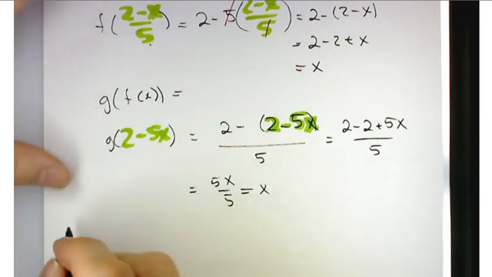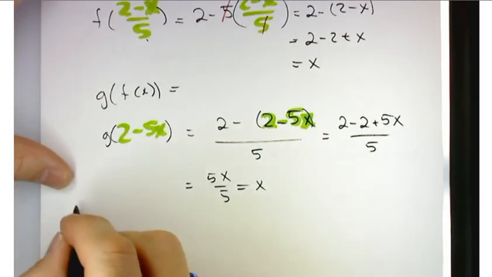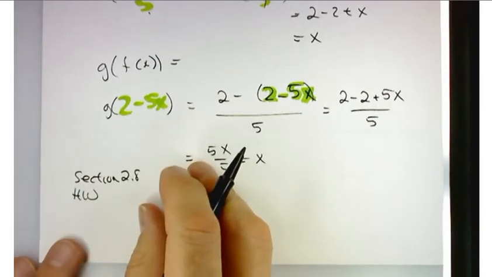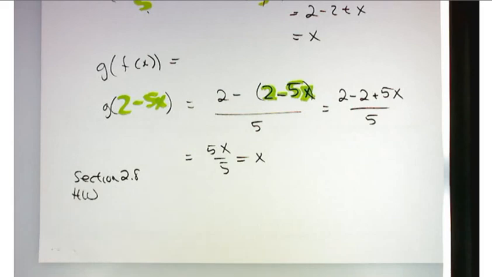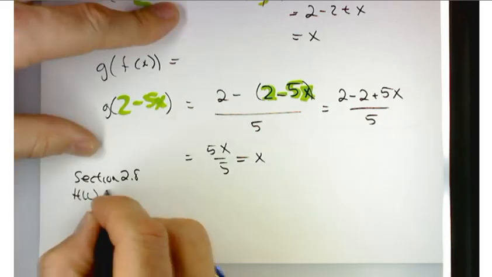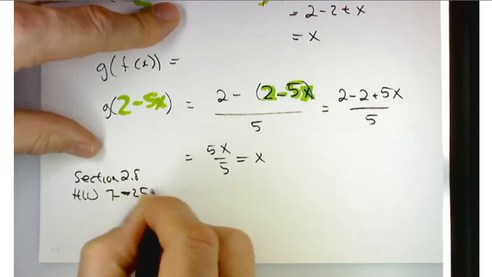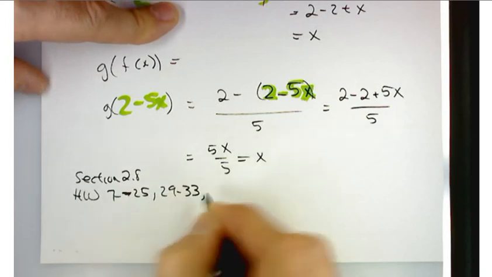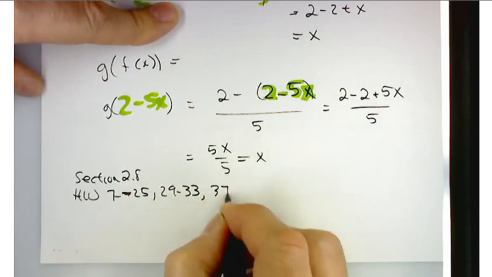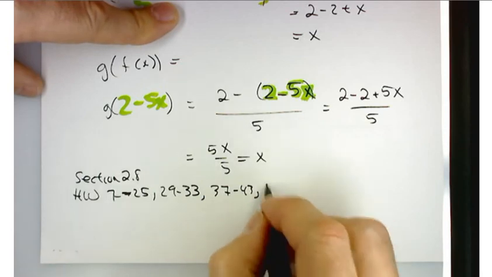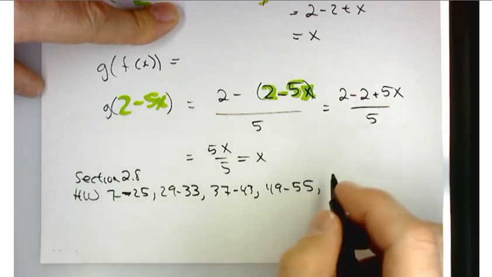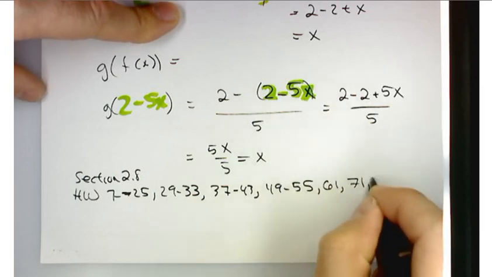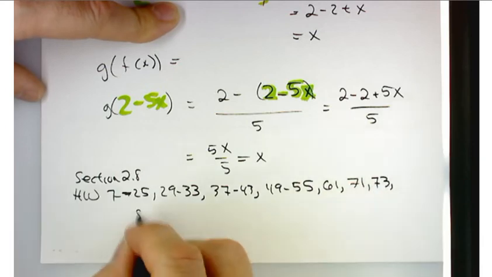Let me give you some homework. I gave some the other day. This is the complete set of homework for section 2.8. For homework, let's see. Try 7 through 25. What else? 29 through 33. 37 through 43. 49 through 55, I think, is what I assigned the other day. 61, 71, 73, and 85 through 89.